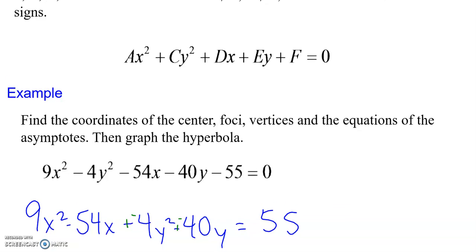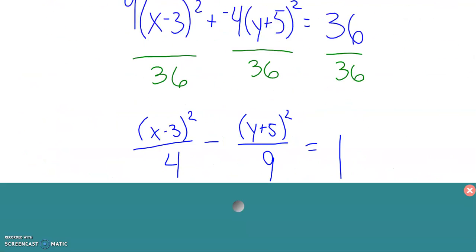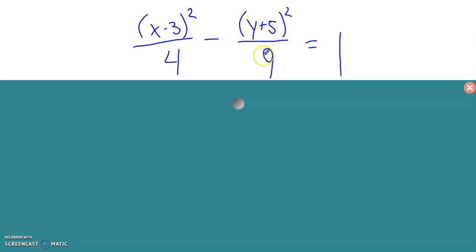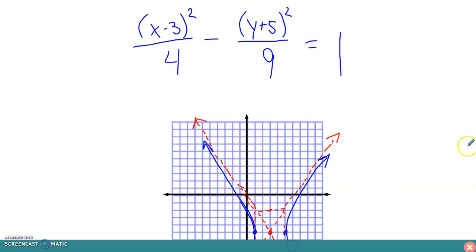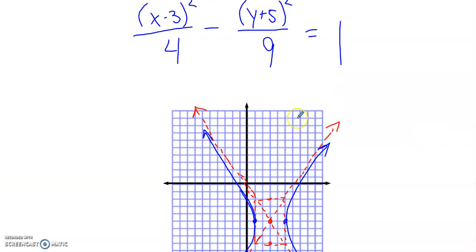So the next thing I'm going to do here is, before I identify all these, I'm going to actually graph it first, because I think drawing the graph helps me identify all those parts. So I'm going to start with the center at 3, -5. So I start with this point right here at 3, -5. And then in the x direction, from the center I go 2 units to the right and left. And then in the y direction, the square root of 9 is 3, so I go 3 units above and below, and that helps me draw this rectangle here. I then draw my asymptotes through the corners of those rectangles, like so.